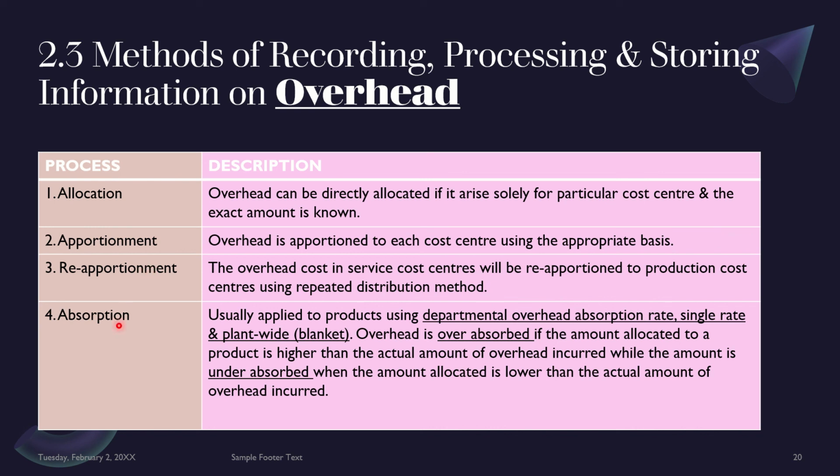And for absorption, we can use this method such as departmental overhead absorption rate, single rate, or plant-wide or blanket rate. Overhead can be either over-absorbed or under-absorbed. Overhead over-absorbed means the amount allocated to a product is higher than actual amount of overhead incurred, whereas overhead under-absorbed refer to the amount allocated lower than the actual amount of overhead incurred.